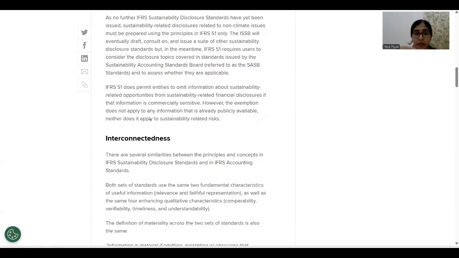IFRS S1 does permit entities to omit information about sustainability data from sustainability-related financial disclosures if the information is commercially sensitive. However, the exemption does not apply to any information that's already public, neither does it apply to sustainability-related risks.